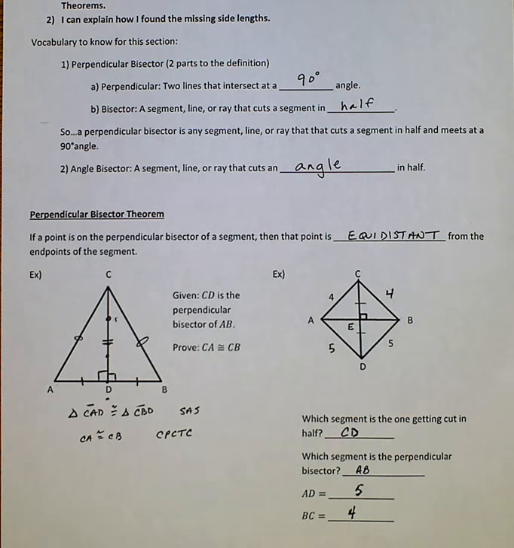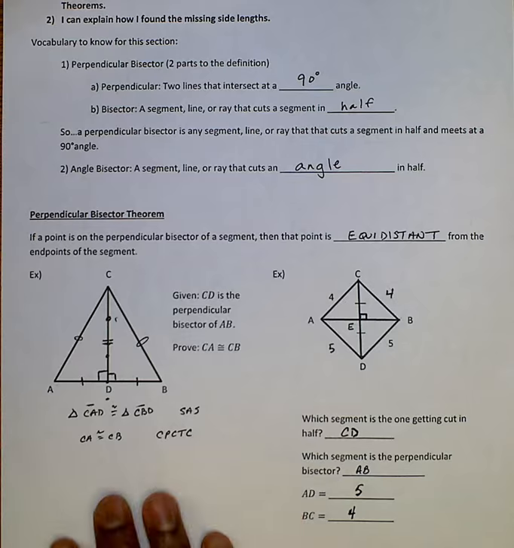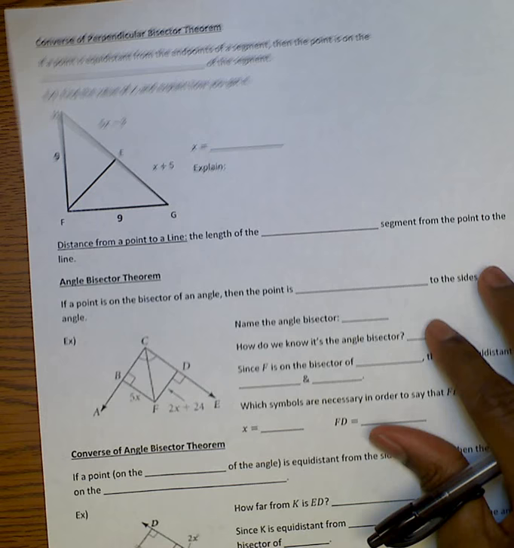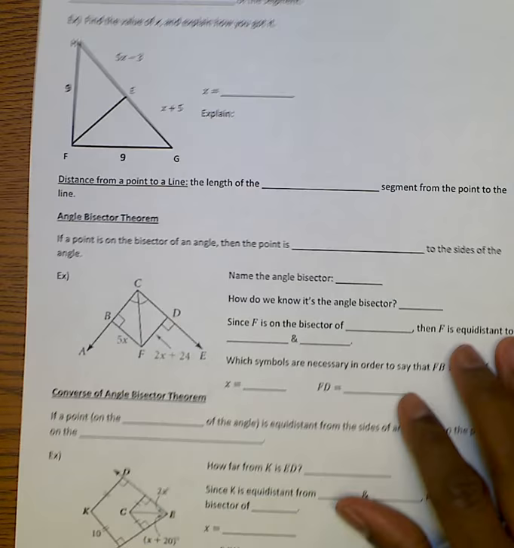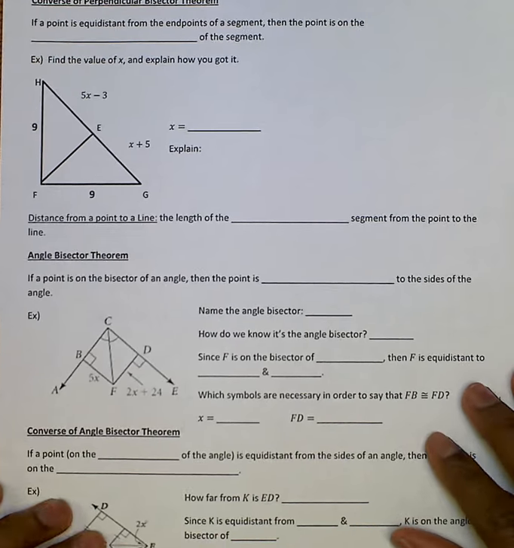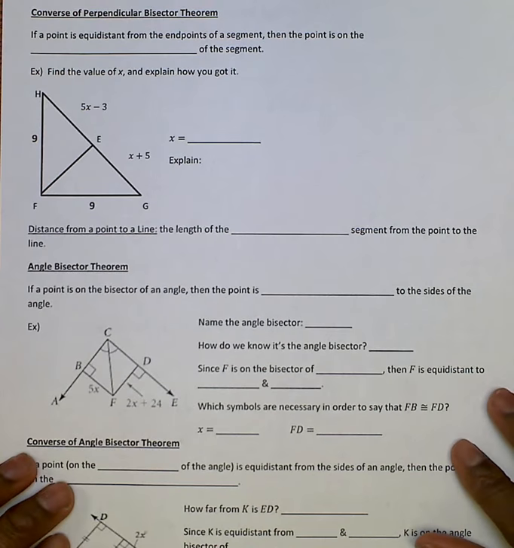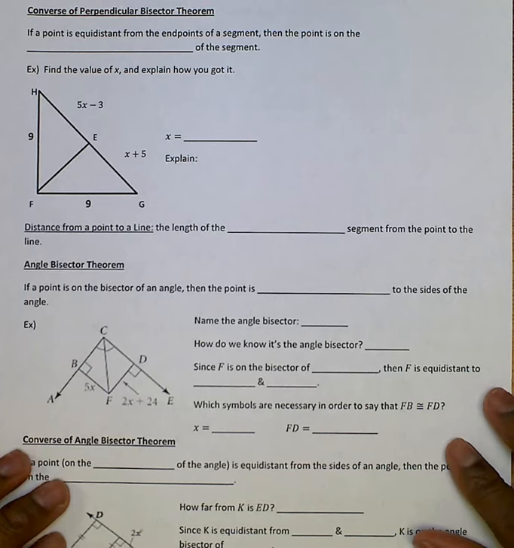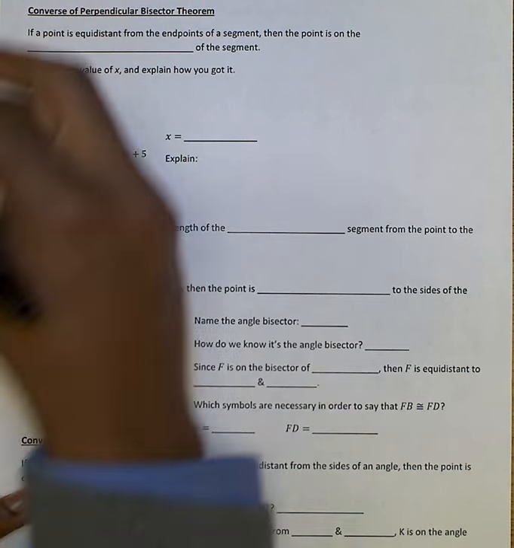All right, so pretty straightforward. Flipping to the back. The converse of the perpendicular bisector theorem says if a point is equidistant from the endpoints of a segment, then the point is on the perpendicular bisector of the segment.